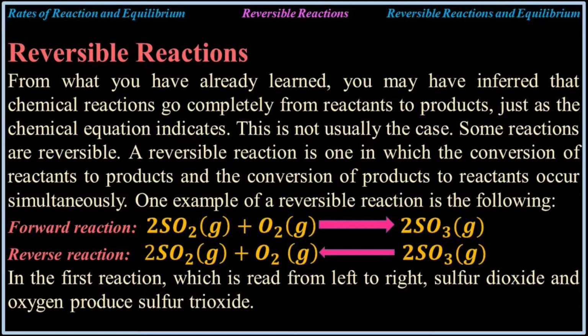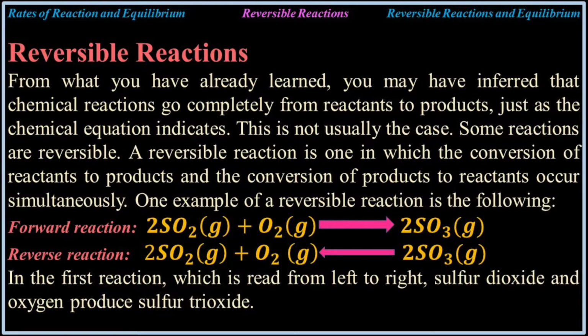Reversible reactions. From what you have already learned, you may have inferred that chemical reactions go completely from reactants to products, just as the chemical equation indicates. This is not usually the case. Some reactions are reversible. A reversible reaction is one in which the conversion of reactants to products and the conversion of products to reactants occur simultaneously.